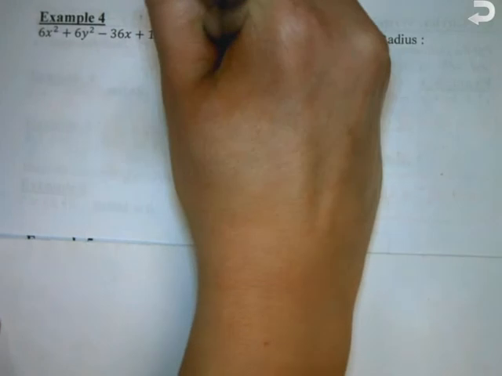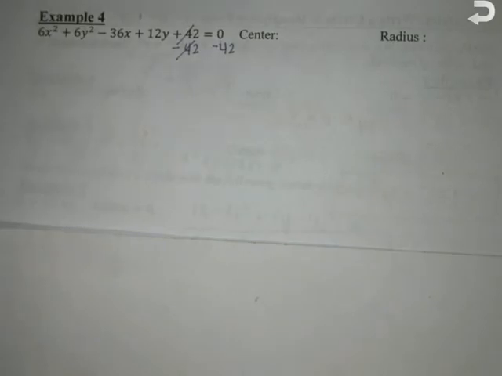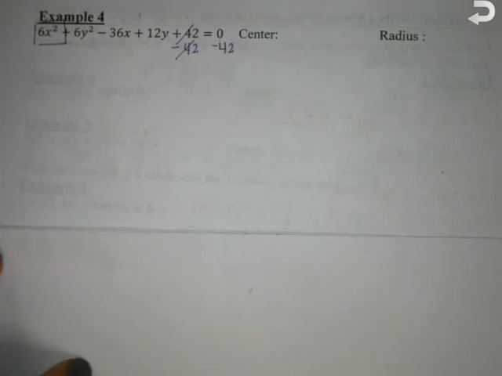And then how do we want to group these? Are you guys okay if I do these 2 steps in the same one? Yeah. Okay, how do we want to group this? We have a 6x squared grouped with a what? Negative 36x. Good job. Negative 36x. So let's write that. 6x squared minus 36x plus blank.